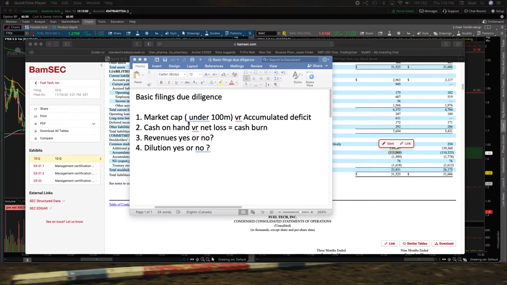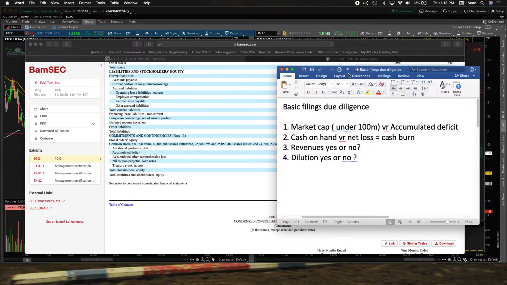We're going to start off with GTech, and these are my 4 pillars. First, the market cap versus the cumulative deficit. We want the cumulative deficit to be 1.5 times the market cap. The more, the better, to be honest. Second, the cash they have on hand versus the net loss gives the cash burn, meaning how much money they're throwing out the window to keep this company alive, and we want to see a negative there. If we have a positive net loss, we have to be careful and need more green flags.